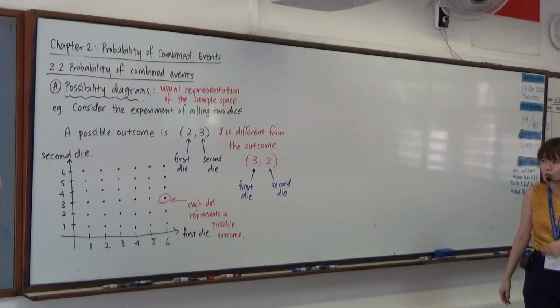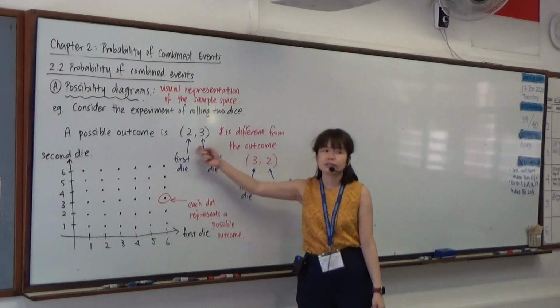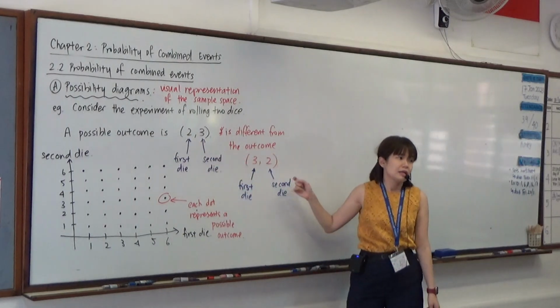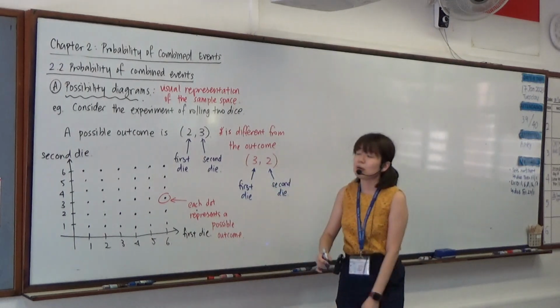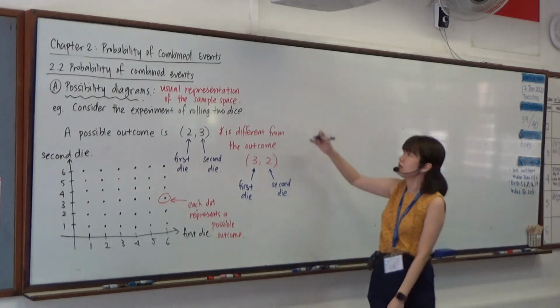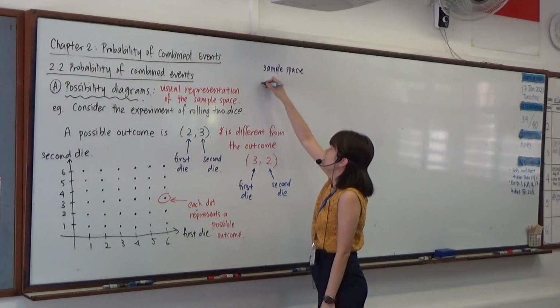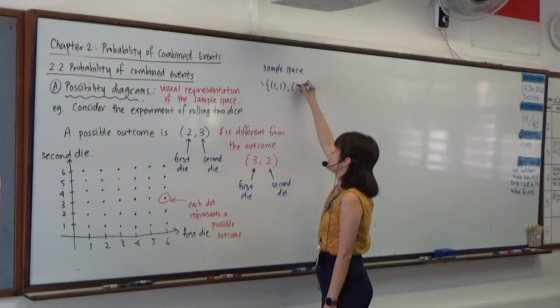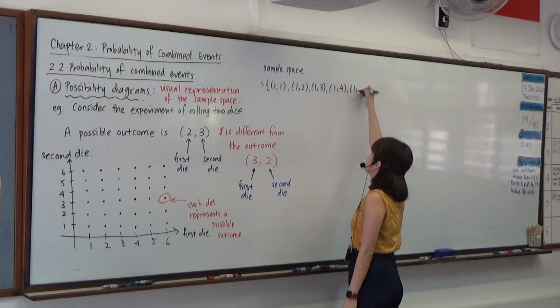So the fundamental question here is, why are we drawing a possibility diagram? What does it help? Earlier on, I mentioned that these two outcomes are actually different. If I want to list out all the possible outcomes, that means the sample space, in set notation, I literally have to consider every single thing. And this will definitely tire you out.